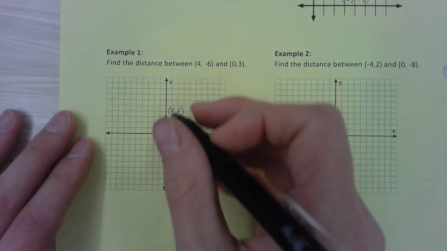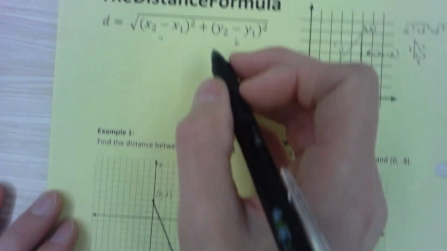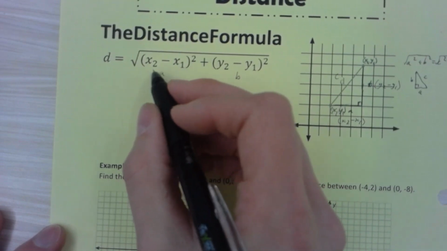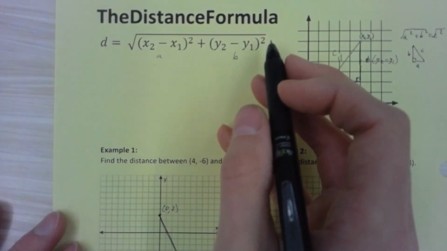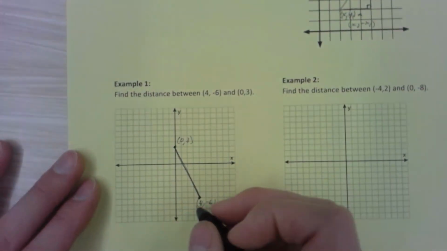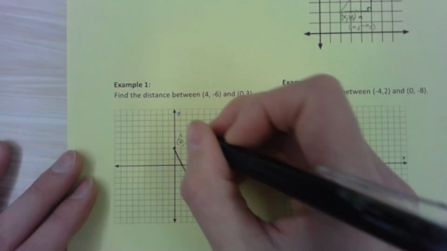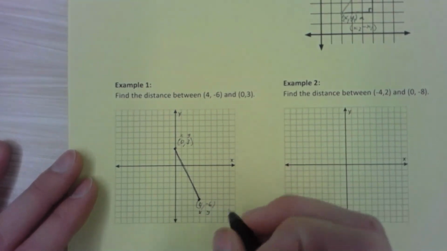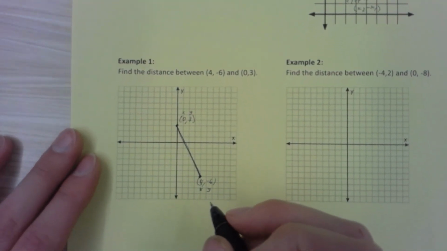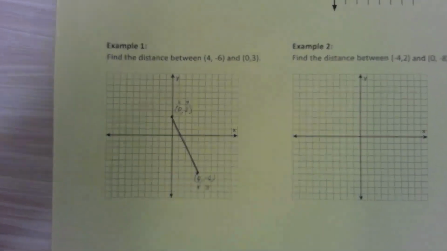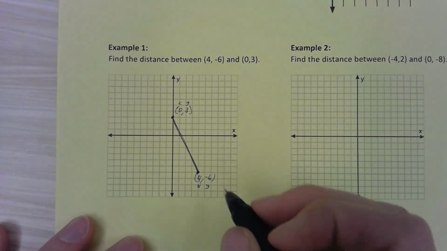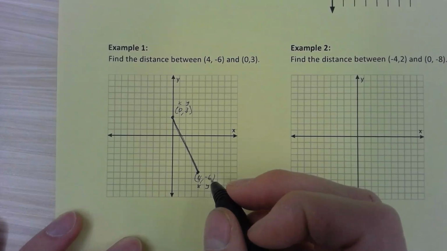So we're going to use our formula. d equals the square root of (x2 minus x1) squared plus (y2 minus y1) squared. So this is our x, this is our y, this is our x, this is our y. It doesn't matter which one you call point 1 and which one you call point 2.